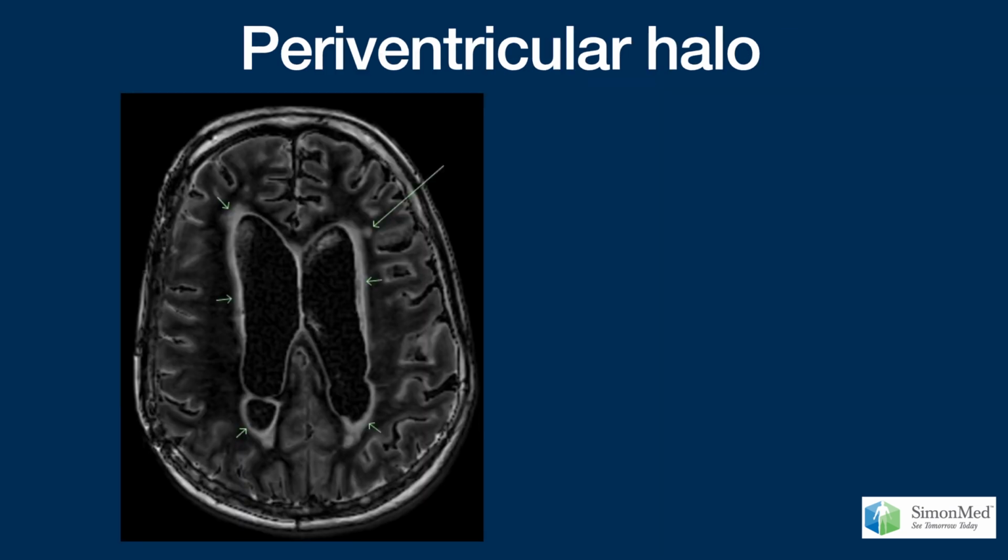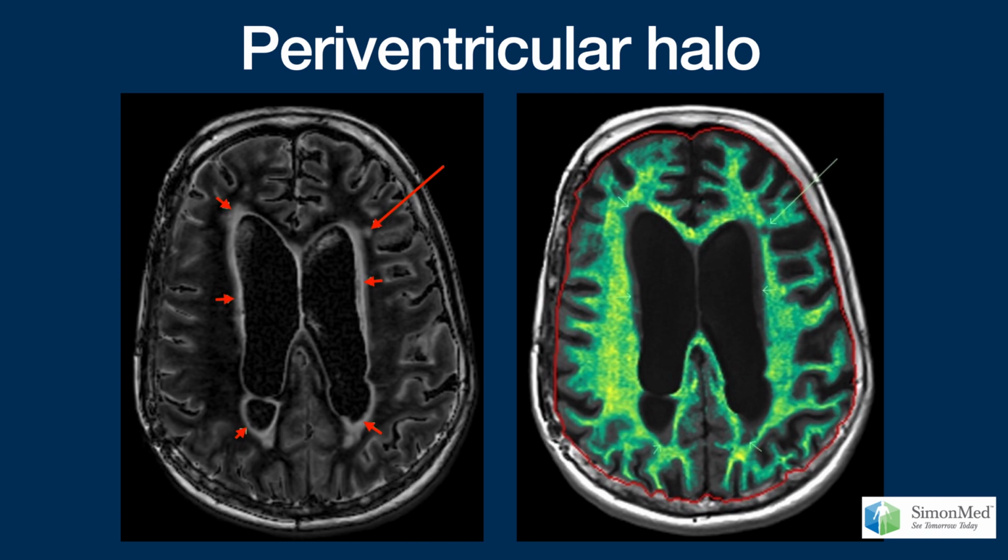A first cousin of this is the periventricular halo. Notice the complete halo of DIR hyperintensity, as well as the small, deep white matter ischemic focus. Here is the myelin image, where the halo is shown to have no myelin. And the ischemic focus is also shown to be devoid of myelin and is therefore an infarct.